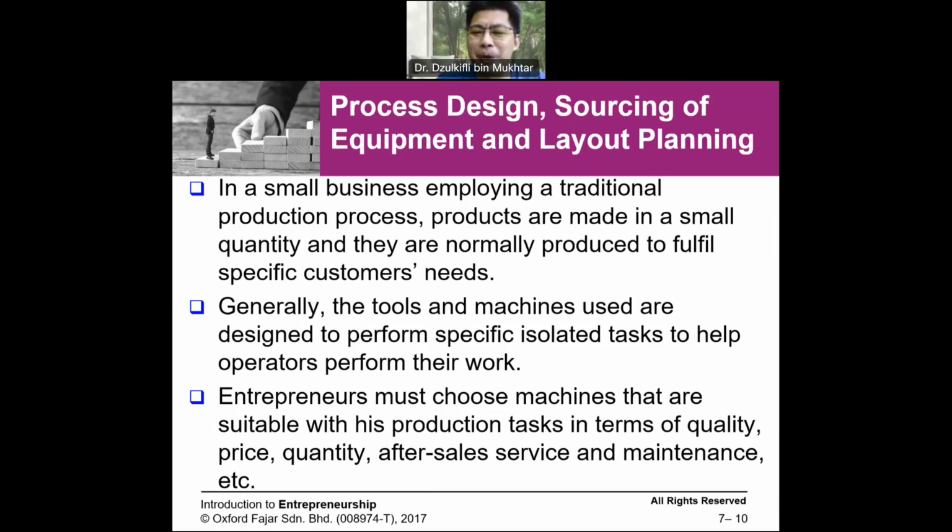In terms of the product, the equipment should be able to produce quality products or services. In terms of pricing, it should not be very high cost. In terms of operation, quantity wise, they should be able to produce a good quantity of product, not overheat or be unable to cope with the input and all that, kita tak nak. And after sales service and maintenance.